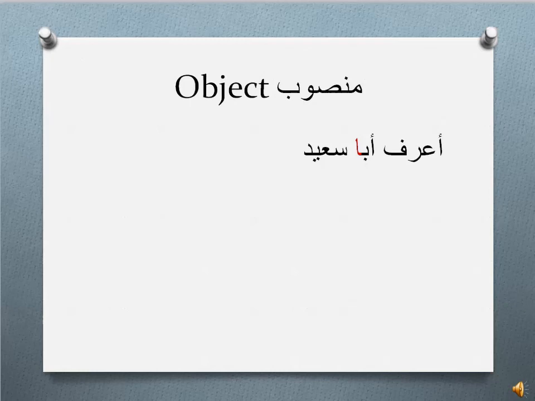Arif Abba Sa'id. It's the same guy. But what's happening here? Arif, I know. This guy, who is he? Well, he's Abu Sa'id, but now he's an object. He is the object of my intensive knowing. Arif Abba Sa'id. It's an object. It is, again, part of an idafa. That's why it takes this long vowel case ending. It doesn't work like a normal word where that would be a short vowel.